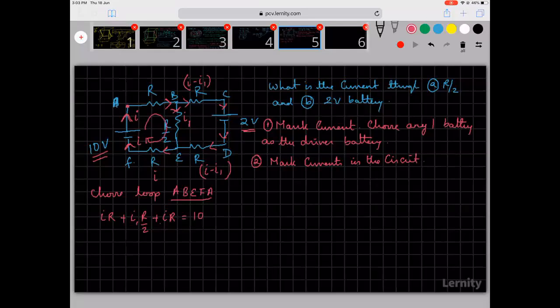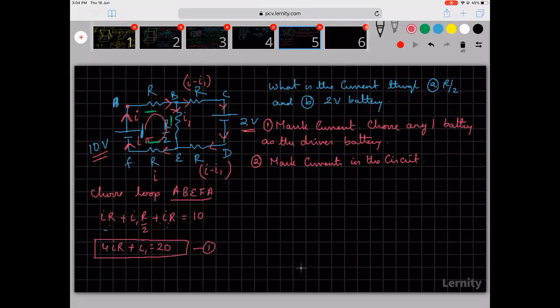In this particular loop, I looked at those points. Here I am losing potential, losing potential, losing potential. Here I'm going from negative to positive, so I am gaining potential. I added up all the losses equal to gain. Now I'll rearrange and simplify this. So I will get 4 times I into R plus I1 into R is equal to 20. I took some LCM and then rearranged it. So this is equation 1.